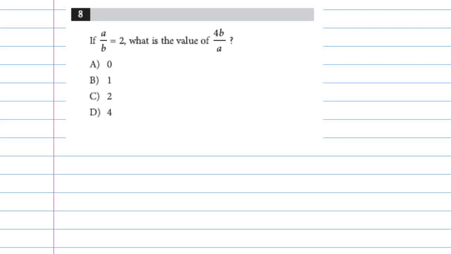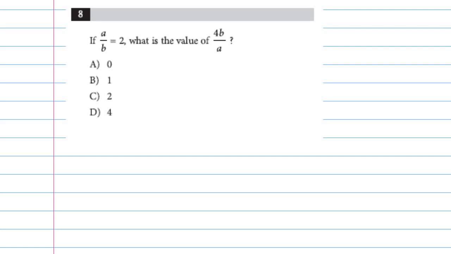some tricks are in SAT math, right? Okay, so how do we solve this? We have: if a over b equals 2, what is the value of 4b over a? Sometimes I've seen students panic over what's a, what's b, how do I find this without knowing a and b? The answer is you don't need to actually know what a and b are.